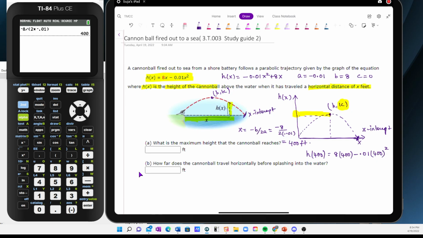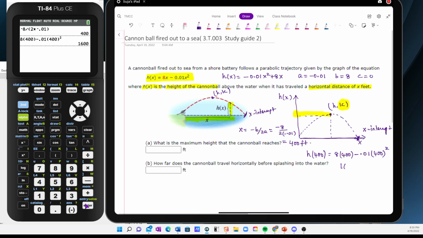Again, I'll seek the help of my calculator. 8 times 400 minus 0.01 times 400 squared, and this is 1,600 feet. So this is the answer for A. 1,600 feet is the maximum height. Graphically, it is this length, which is this point. It is 1,600 feet.